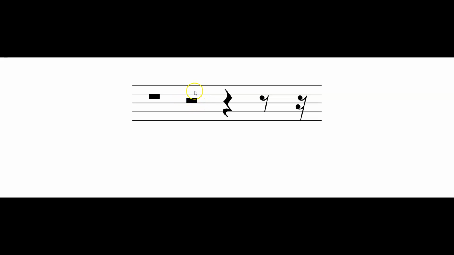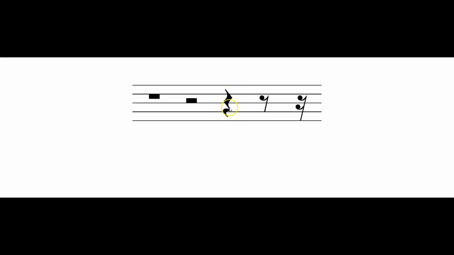The half rest looks exactly like the whole rest. The difference is it sits on top of the 3rd line. See, this one hangs underneath the 4th. This one sits on top of the 3rd. This one is our quarter rest. We see this one quite a bit.